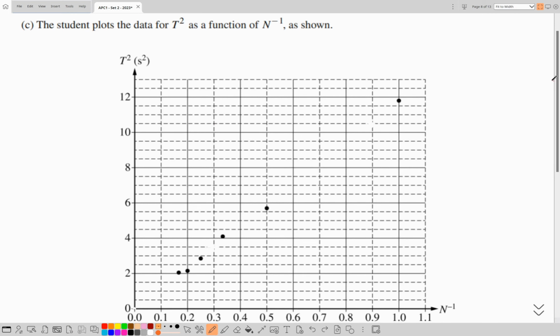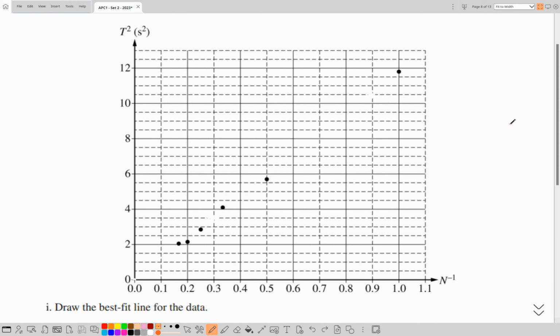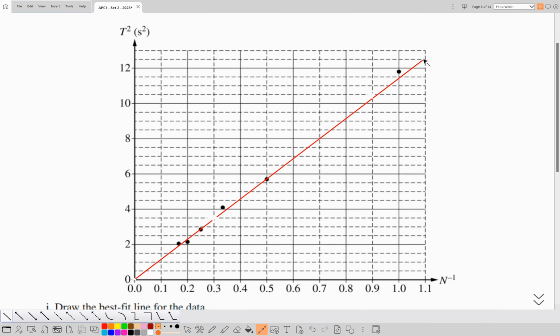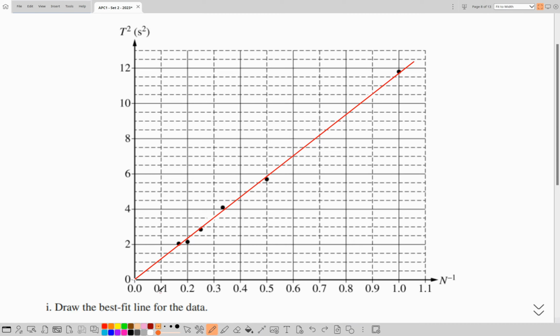Now going on to part C, they're telling us the student plots the data for T squared as a function of n to the power minus 1 as shown. Now draw the best fit line for the data. So basically we need to draw a straight line that best fits through all the points. Then it's going to be something like that. Then notice that I have drawn the line in such a way that it passes through most of the points.